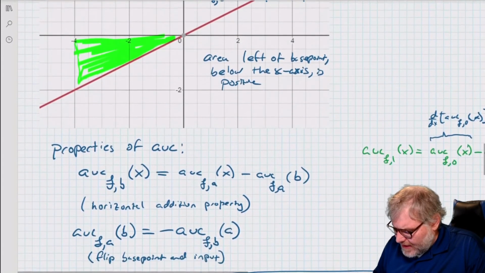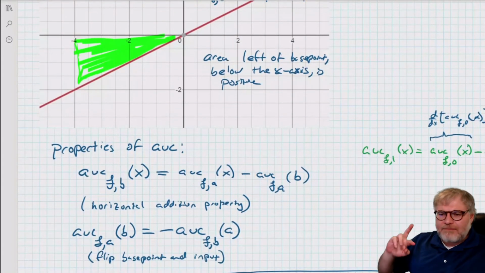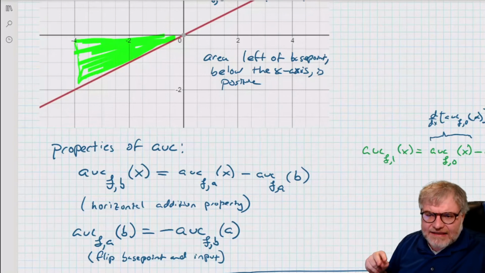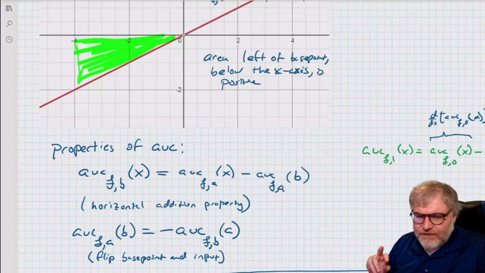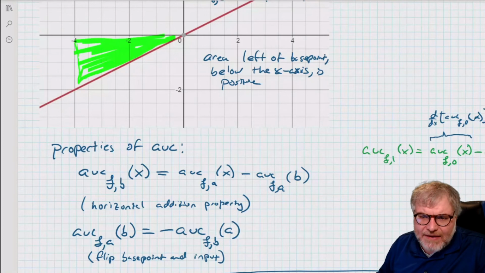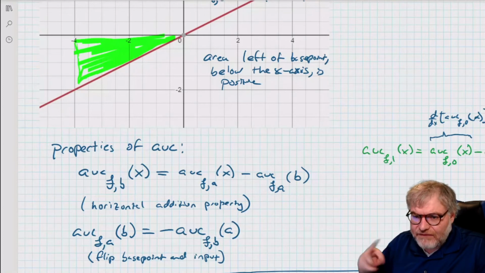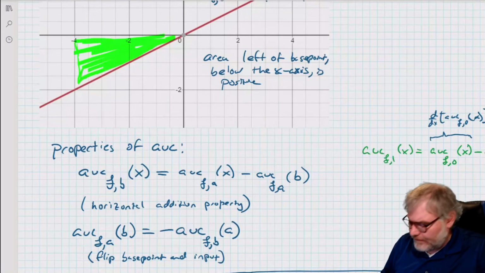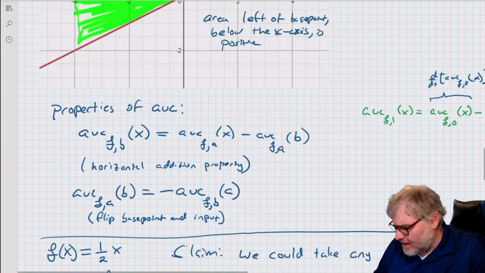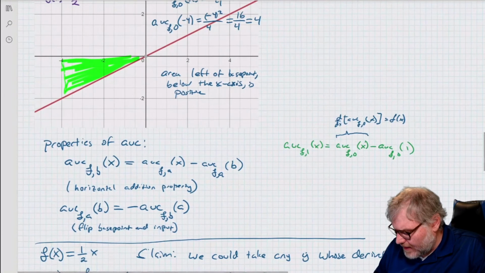Another interesting thing is that if I flip my base point and my x, right? If A is the base point and B is the endpoint, and I flip those things, I simply get a negative. So if I flip the base point and the endpoint, I simply get the negative of what I had.